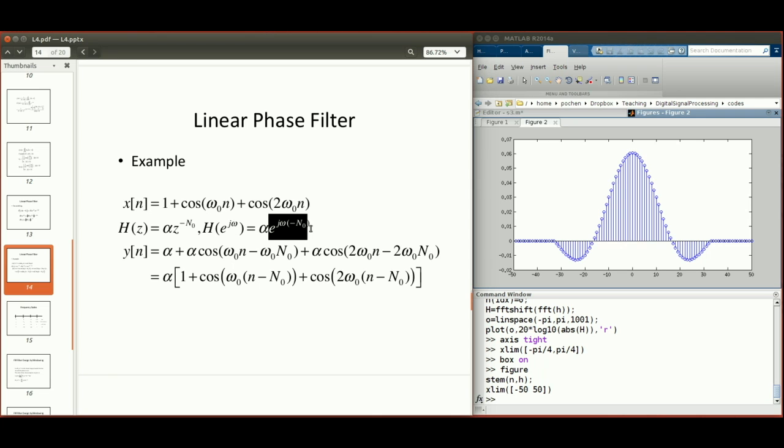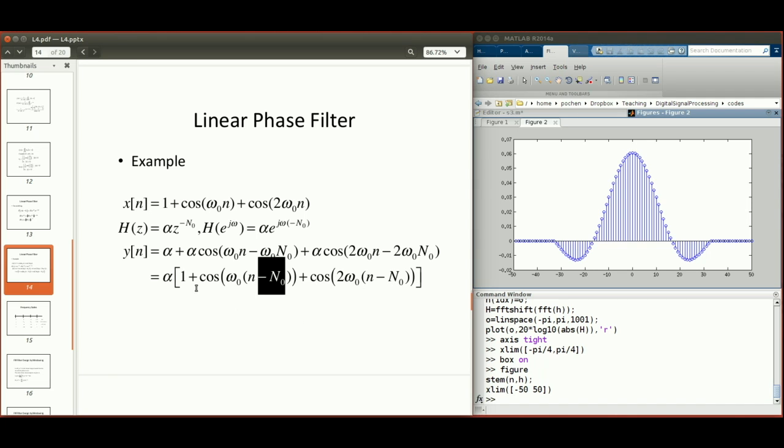Then what's going to be the effect of the phase? It's a linear phase, so multiplying a complex exponential with a linear phase in the Fourier domain is equivalent to shifting the input signal in the time domain. The amount of shift is minus N0. So effectively, the output signal is going to be alpha multiplied with 1 plus cosine omega 0 shifted by minus big N0, so you get n minus N0, plus cosine 2 omega 0 shifted again, you get n minus N0.